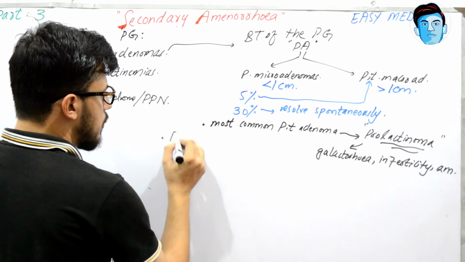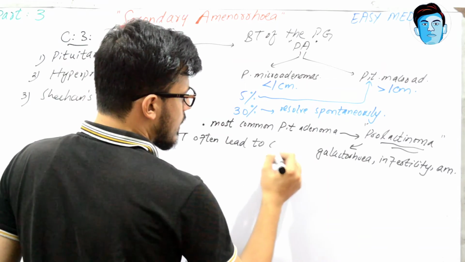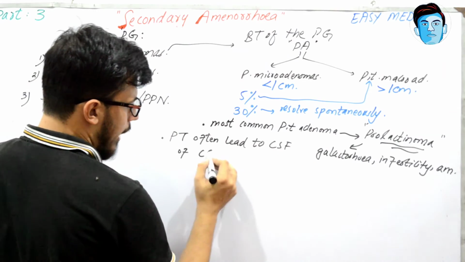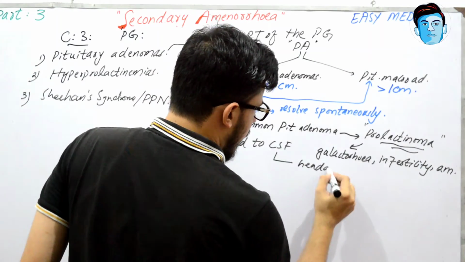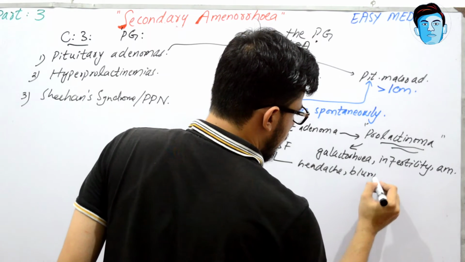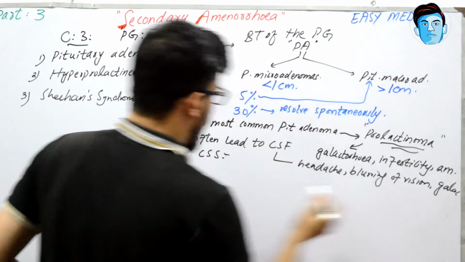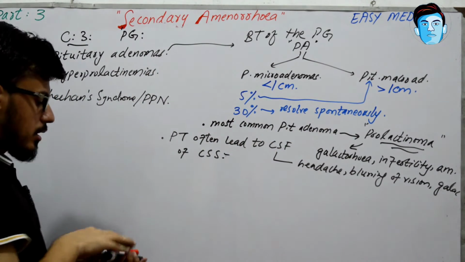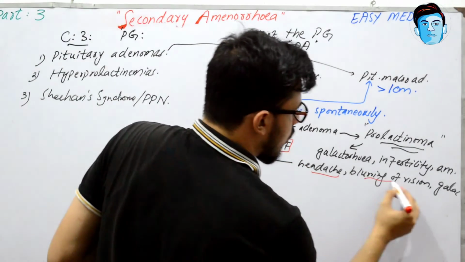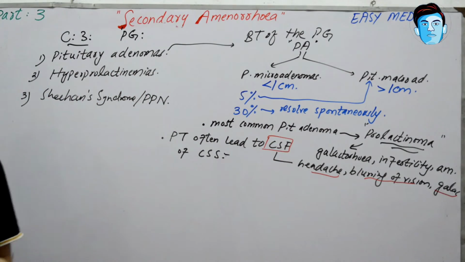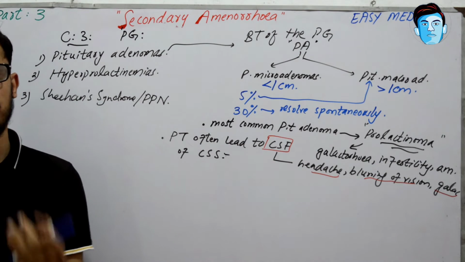Now usually pituitary tumors often lead to features of cavernous sinus syndromes. What are the cavernous sinus features? That are headache, blurring of vision, and galactorrhea. On X-ray of sella there is a space occupying lesion, and the condition is usually confirmed by MRI.